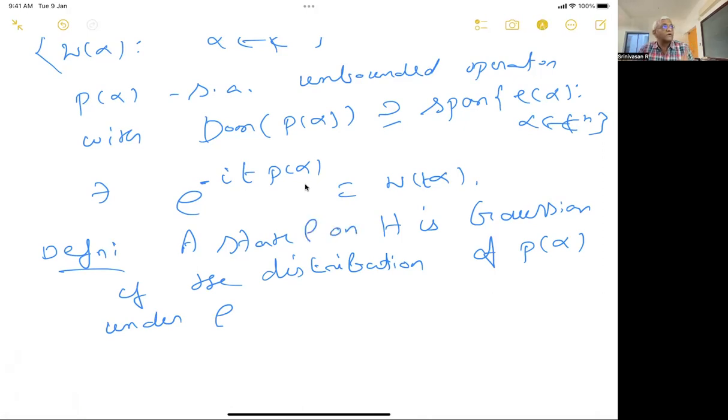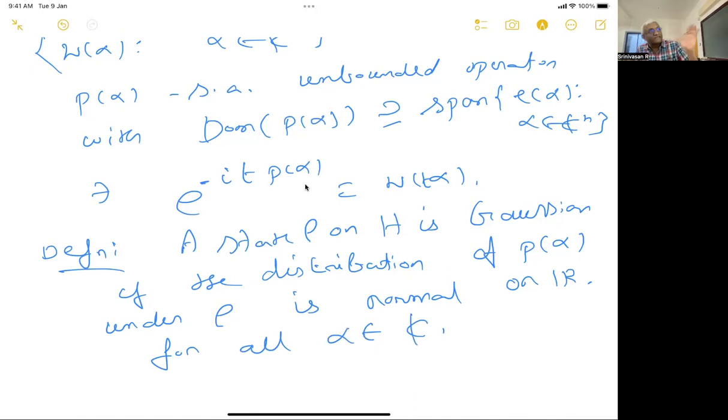A state rho on H is said to be Gaussian if the distribution of P alpha under this rho is normal, is Gaussian, of course. I call it normal. Normal is normal. On R. Then we say it's a Gaussian state. This is the distribution, so this is for all alpha. This is not the usual definition. Let us take this as our definition.